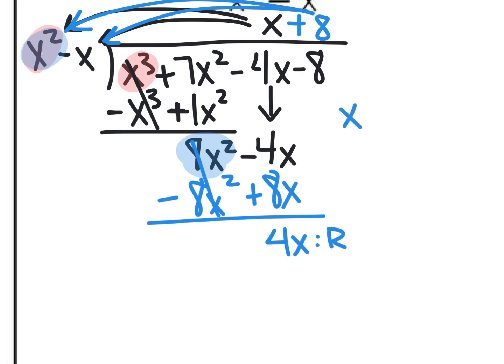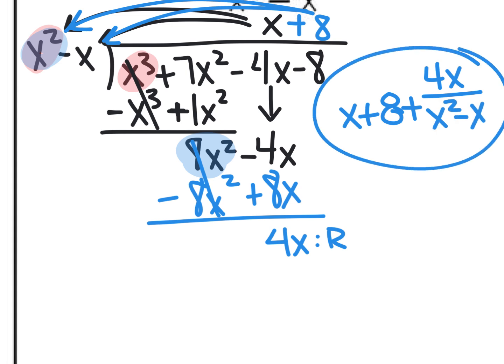So when we write it, x plus 8 plus 4x over, what did we divide by? X squared minus x. And you can actually check this in Desmos the exact same way. We did forget to bring down this negative 8. Thank you. So our remainder is 4x minus 8. I apologize, I missed that. Over x squared minus x. And you can still take that times x squared minus x. We'll do that in Desmos to get that x to the third.